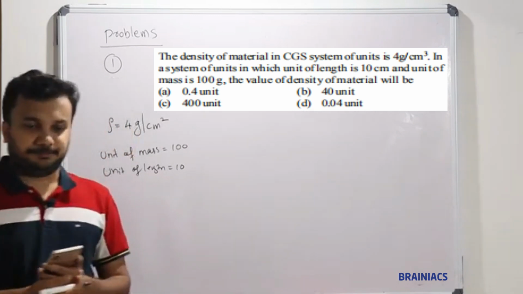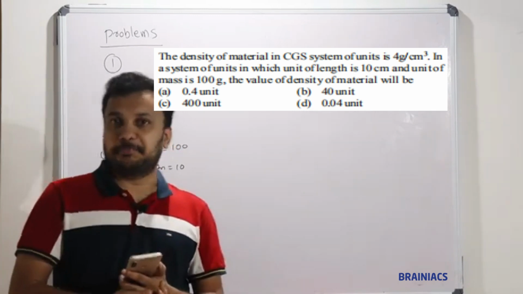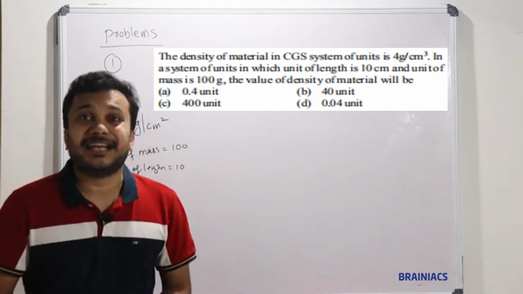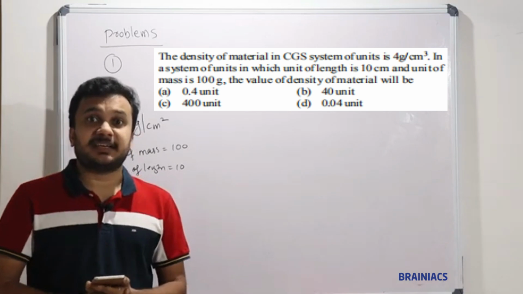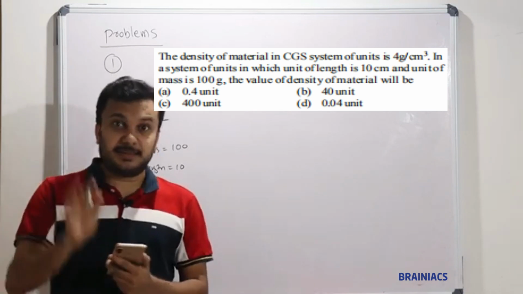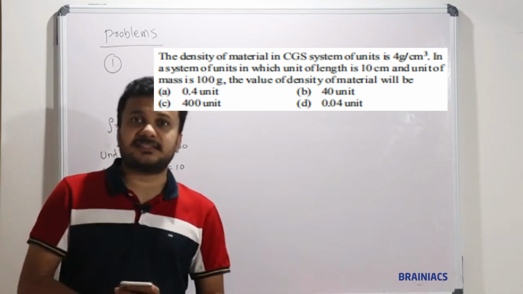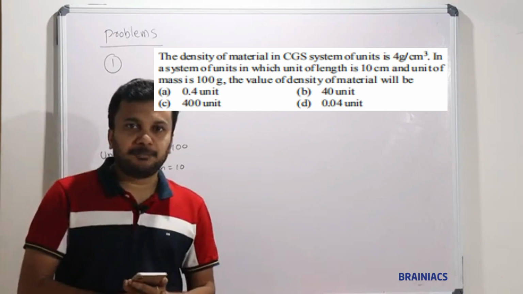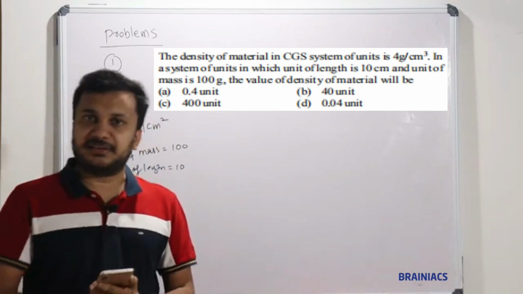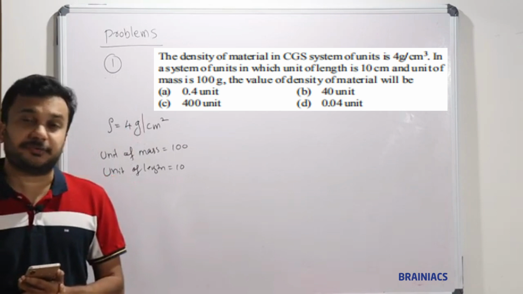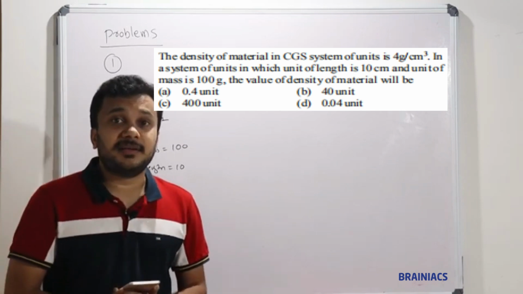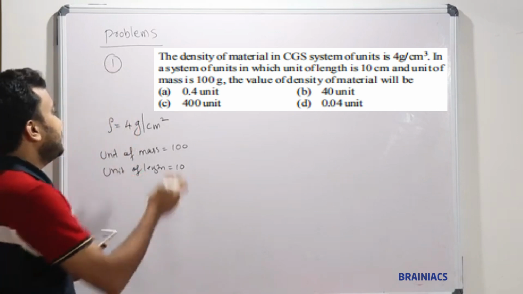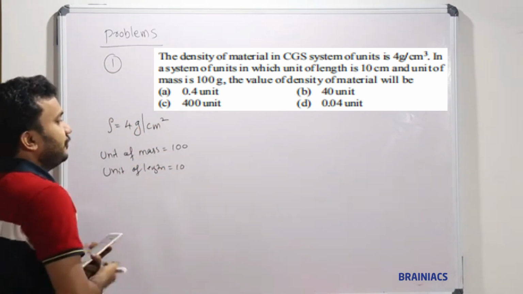There are many systems, but commonly two systems. CGS means length in centimeter, mass in gram, time in seconds. The other one is the SI system, international: mass in kilogram, length in meters, time in seconds. But here the question is asking in terms of the CGS system, centimeter gram second.